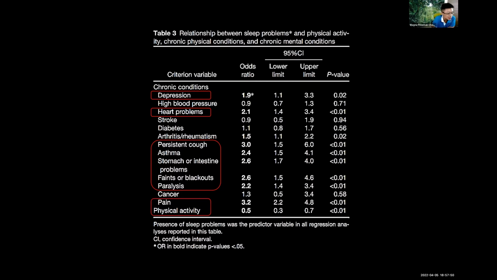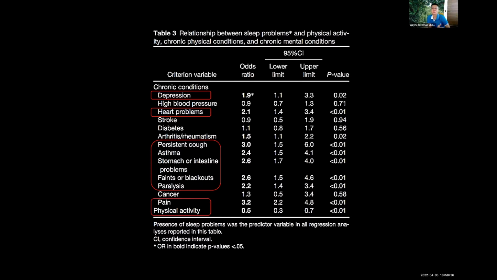So we see that presence of sleep problems was a predictor variable in all regression analyses. This was a logistic regression. You see 1.9, that is 1.9 times more likely than the comparison group. So persons who were depressed, for instance, were close to twice as likely as persons who are not depressed to experience sleep problems among older adults. So we look for the biggest number there.